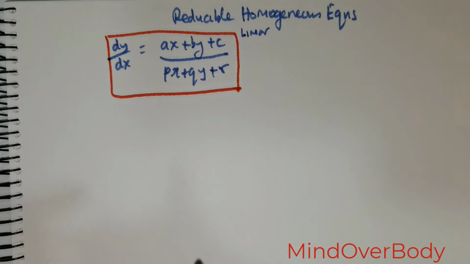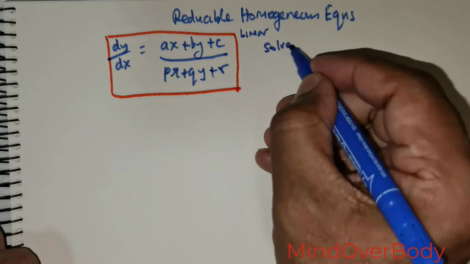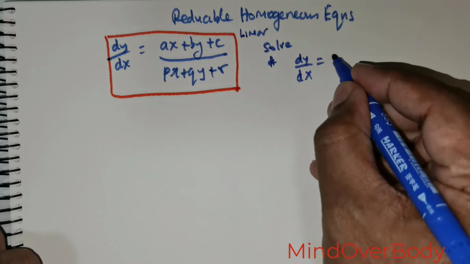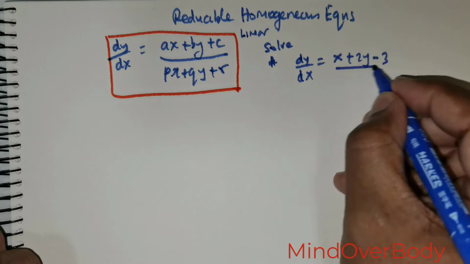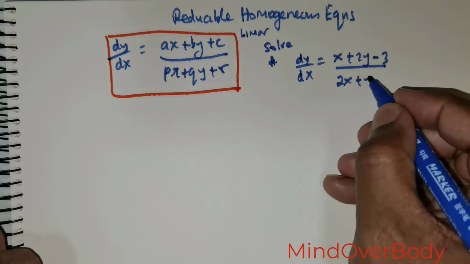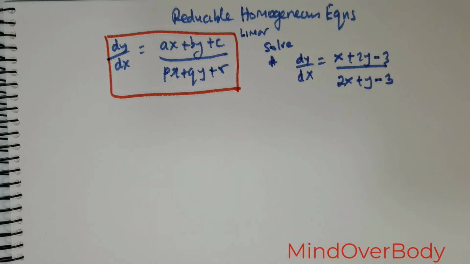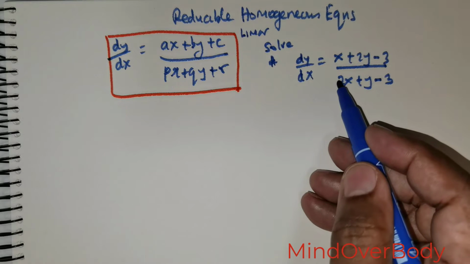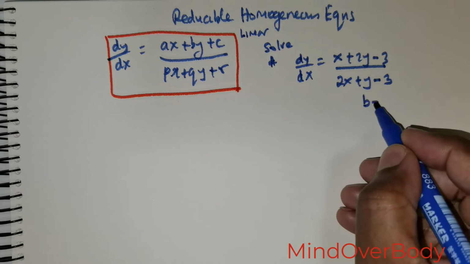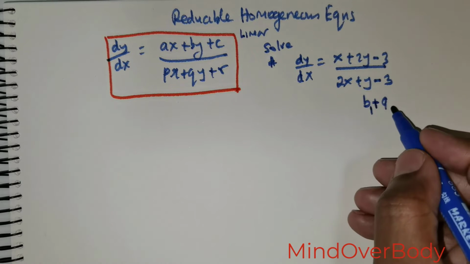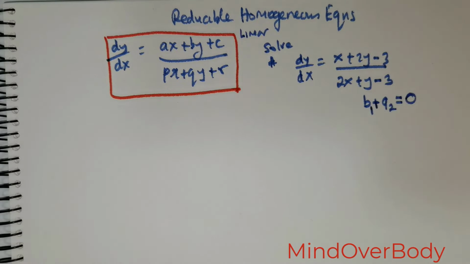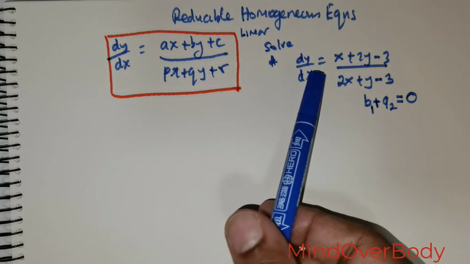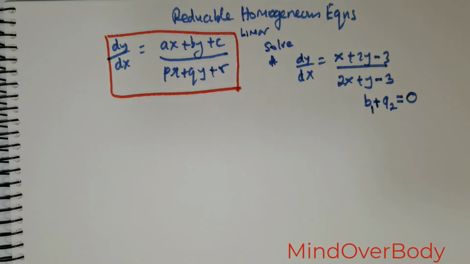Now we are given a question. Solve dy/dx = (x + 2y - 3)/(2x + y - 3). If you remember, in variable separable we took the coefficient present here, added with the coefficient that was present here. We were looking for b1 added with a2, and if we got it to be equal to 0, then we multiplied the quantities and simply integrated and got the result.